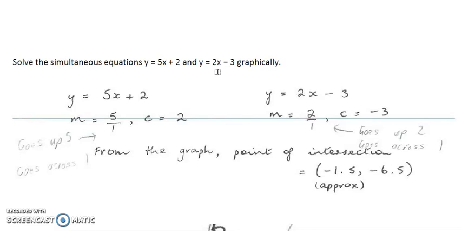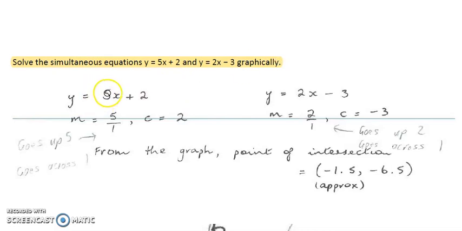So, I'm going to go through a few more examples with you about solving simultaneous equations. Now, what makes these ones a little bit different is the only instruction we're given for this question is to solve the simultaneous equations y equals 5x plus 2 and y equals 2x take 3 graphically. So that means we have to draw these completely from scratch.